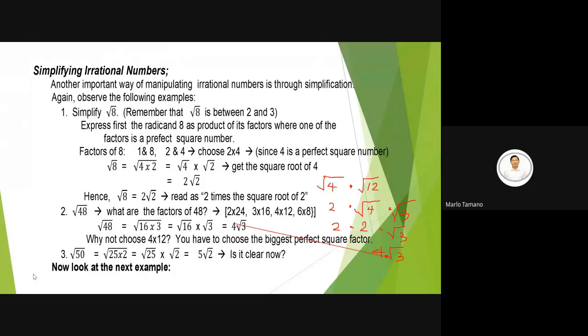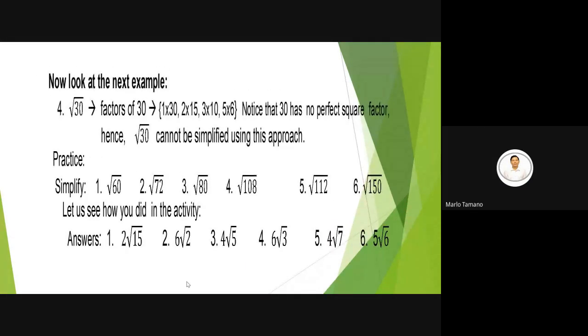Okay. So, yung number 3 na tayo. Square root of 15. So, what are the factors? 25 po. 25 times 2. Since 25 is perfect square number, the principal root of 25 is 5, then square root of 2. Tapos na kayo. Is this clear now? Yes. Take time to study about this square root, no? So, do not waste your time.